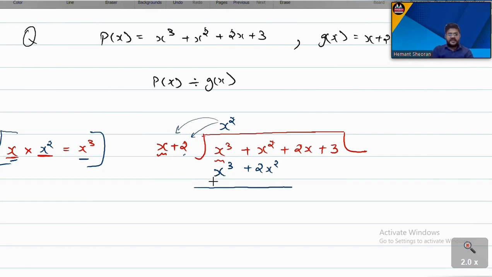So the x cube has a positive sign, it will become negative. This one has a positive sign, it will be negative again. So I get a 0 if I subtract these two. What will I get if I subtract these two? A positive x square and a negative 2x square. You don't need to focus on this positive 2 now. It's a negative 2 now, okay? So negative 2, positive 1. What answer will you have?